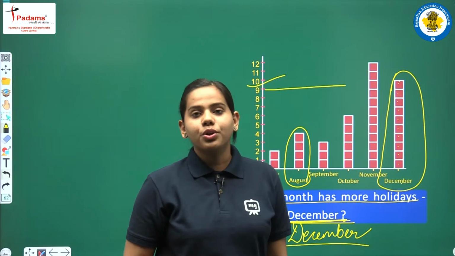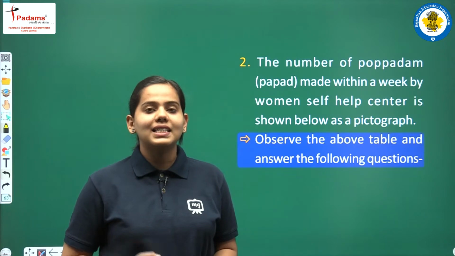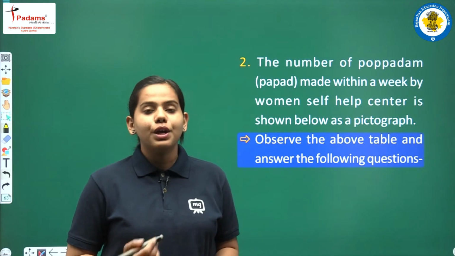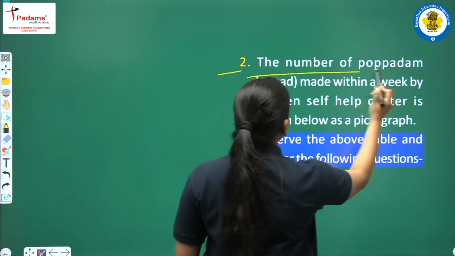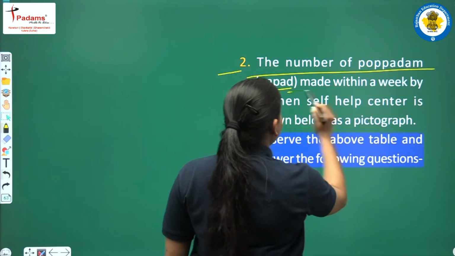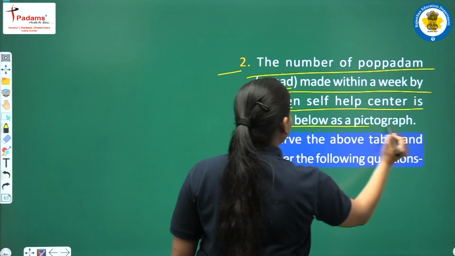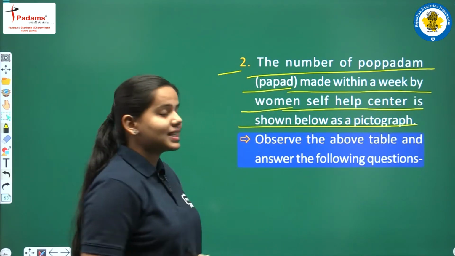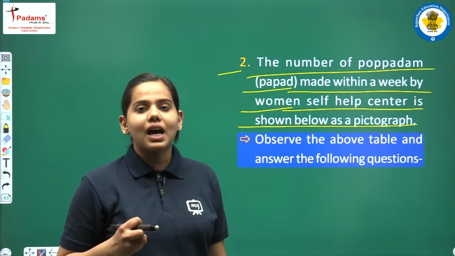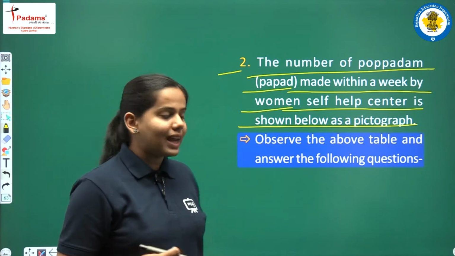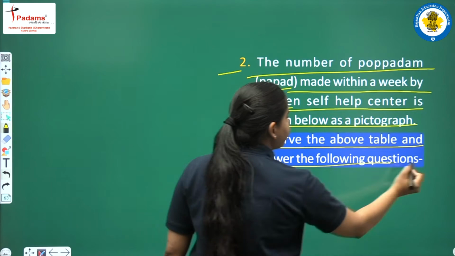Now let us move on to question number 2. Here also some story problem is given and let's see how the data is presented. We will solve it in the same way. Question number 2: the number of paupadam, that is papad, made within a week by women self-help center is shown below as a pictograph. That means this question is related to pictograph. Some symbols and pictures are used to show some number of values. Then we have to observe the given table and answer the following question.